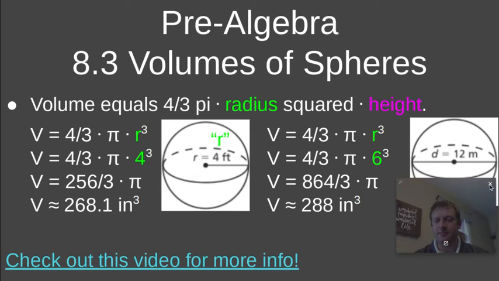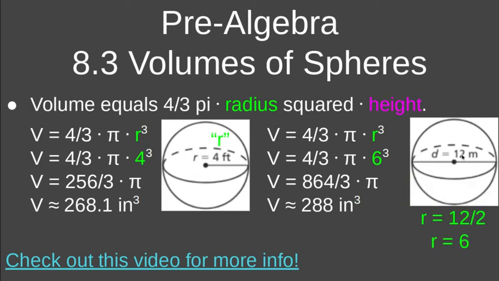Over on the other one, the diameter is given. So I need to take that 12 and divide it by 2 because the radius is half the diameter. Diameter is distance all the way across. Radius is just from center to edge. 12 divided by 2 is 6. 6 cubed, I believe, is like 216, and 216 times 4 is where that 864 comes from.